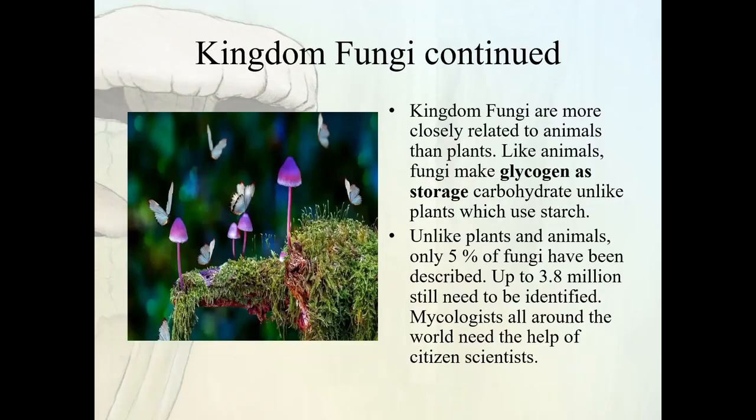Kingdom fungi are more closely related to animals than plants, as we mentioned. Like animals, fungi make glycogen, a storage carbohydrate, unlike plants, which use starch. And unlike plants and animals, only 5% of fungi have been described. Up to 3.8 million still need to be identified. Mycologists all around the world need the help of citizen scientists, people like you guys. So you can start helping with the science of mycology.